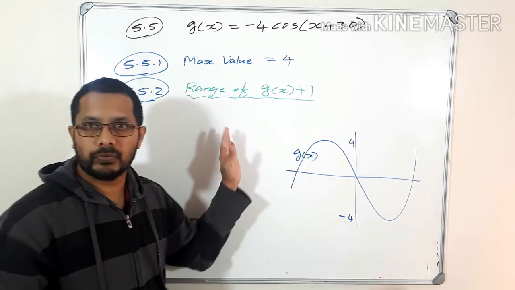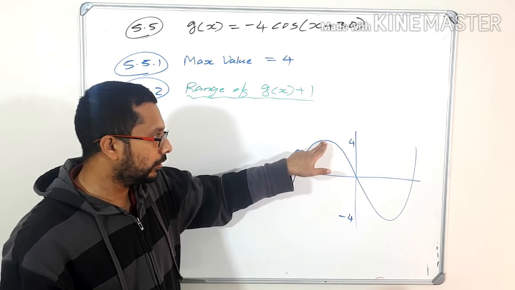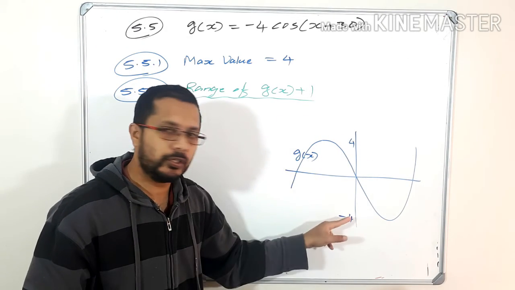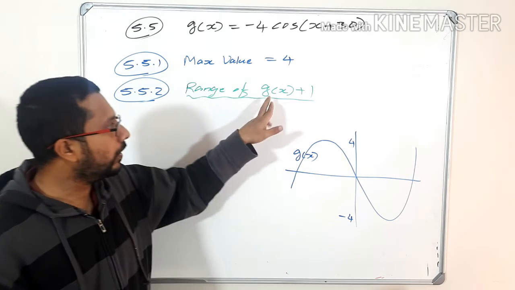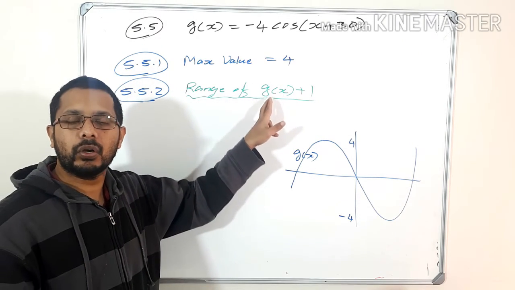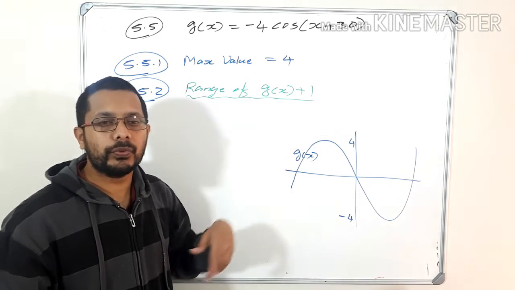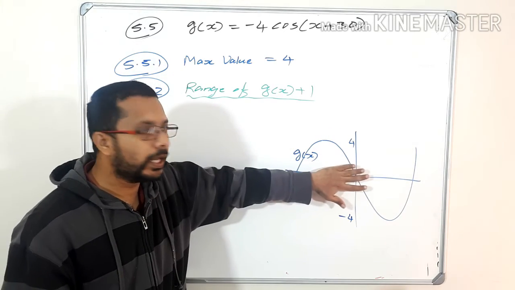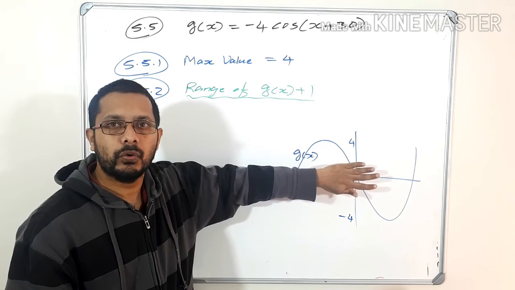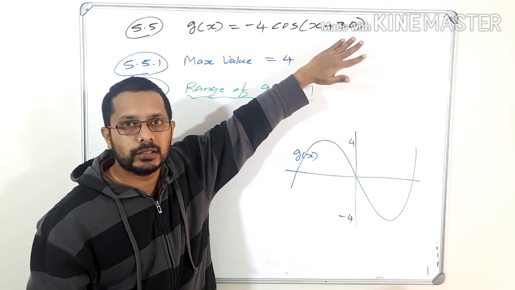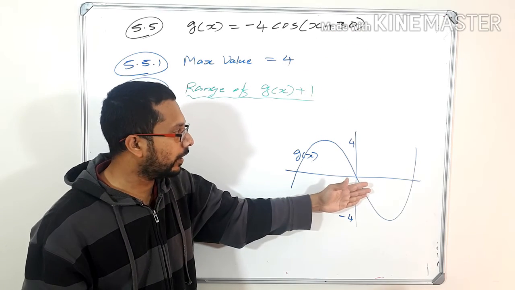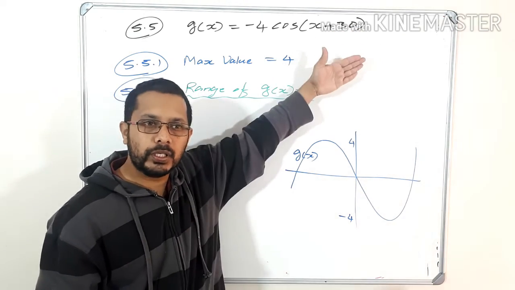I don't know if the graph is correct, I just want to show you that the maximum value is 4 and the minimum value is minus 4. Then what is the meaning of g of x plus 1? g of x plus 1 means that this entire graph is shifted 1 unit upwards. Do you understand? This entire graph is shifted 1 unit upwards.